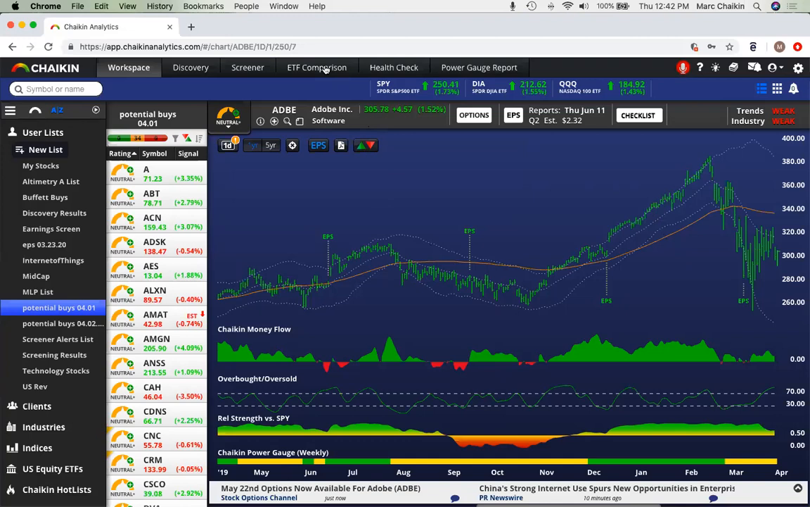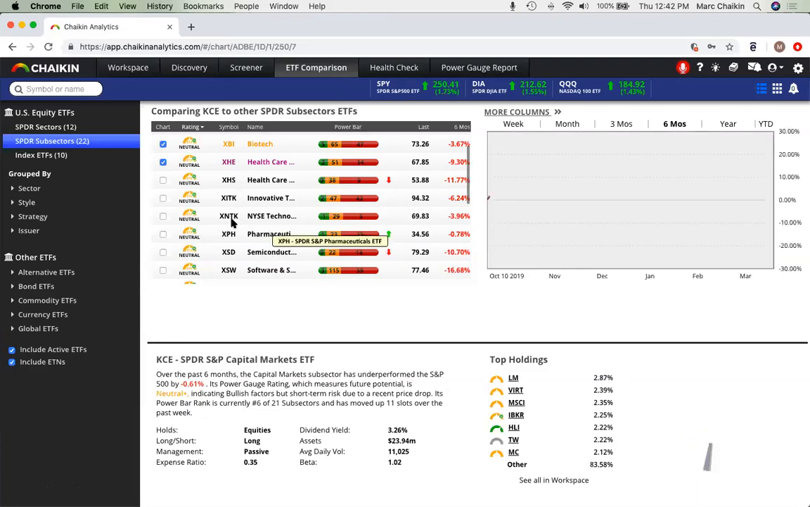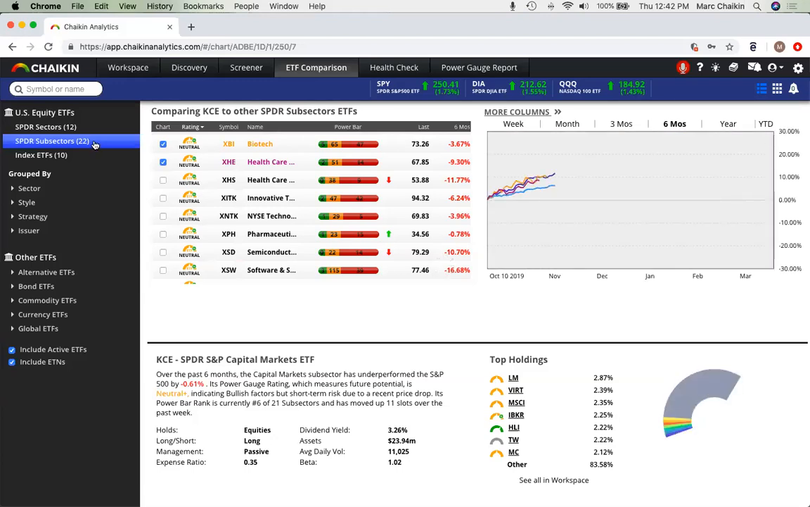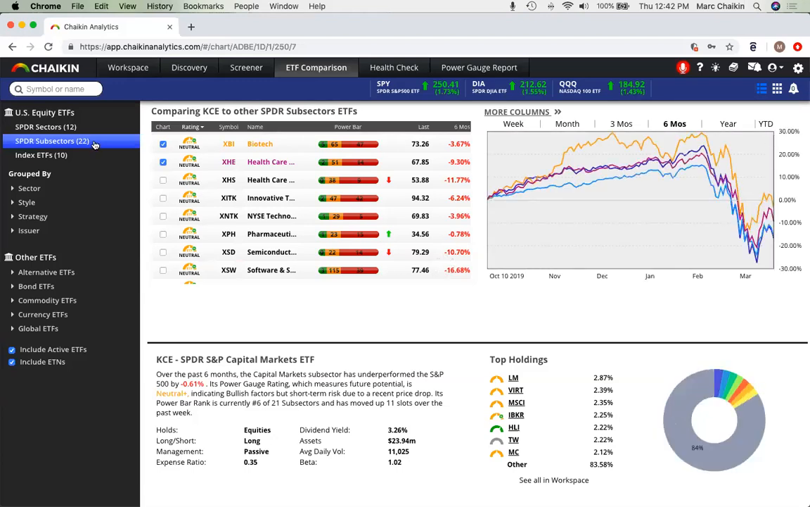And here we're going to look at our Chaikin Power Gauge ratings for ETFs. In this case, we're looking at the SPDR subsector ETFs. They're really industry group ETFs, and these are very active. Some people trade them. What I prefer to do is use them to find winning stocks.